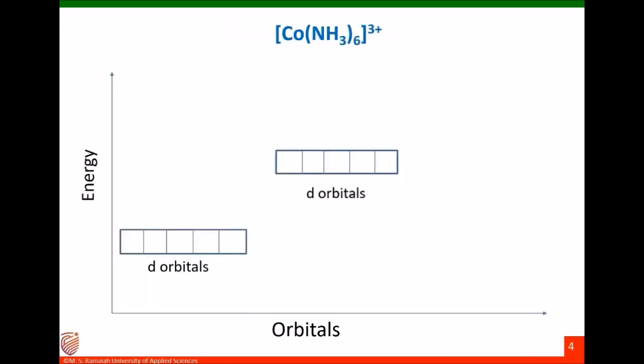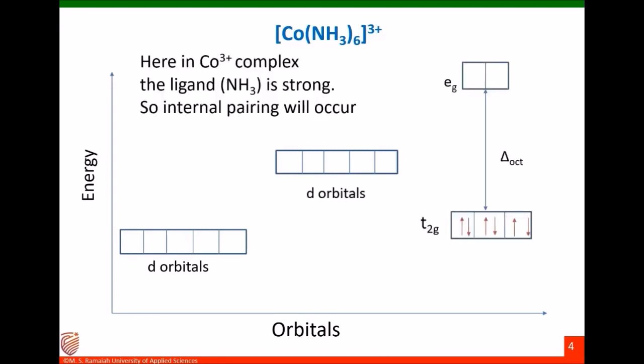In [Co(NH3)6]3+, the central metal ion is cobalt 3 plus. Cobalt 3 plus contains 6 electrons in its d subshell. So the electronic configuration is a d6 configuration. So d6 configuration means 6 electrons should be distributed in the d orbitals. Now we know that when the ligand approaches the central metal ion, the d orbitals degeneracy will be lost and the orbitals will be split into two sets, t2g and eg. And the energy difference between them, here it is delta octahedral.